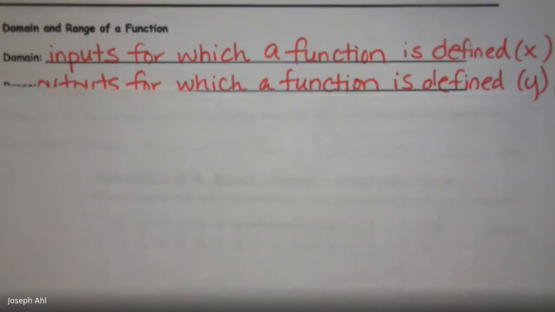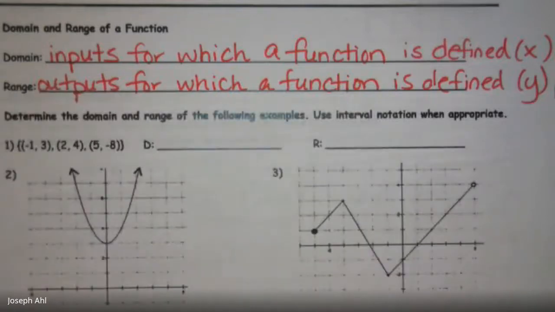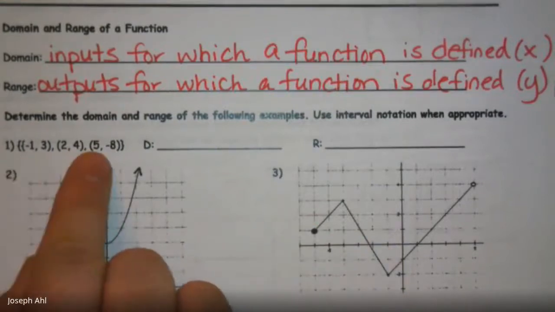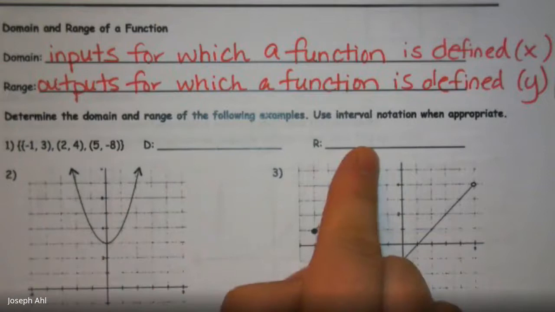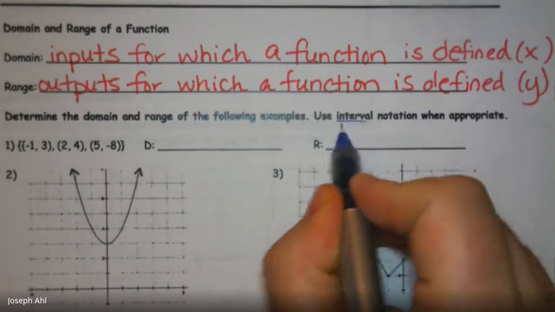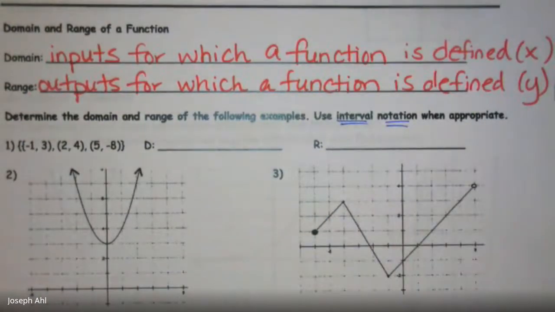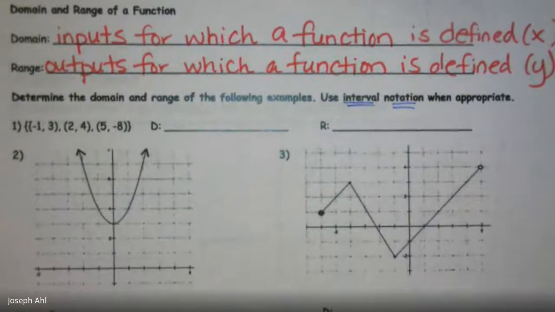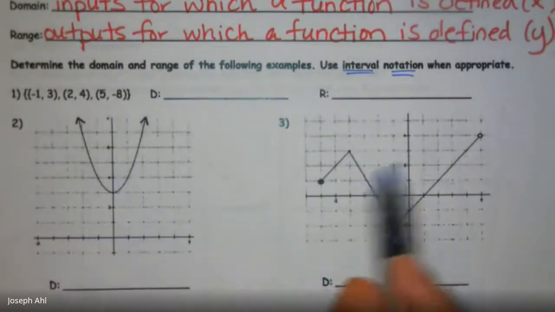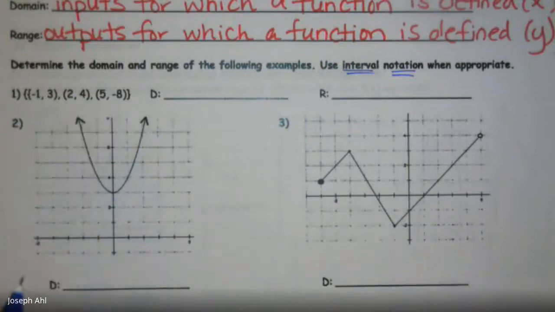So what I want us to be able to do is, based on those definitions, take a look at the examples below. We have examples of graphs, and a set of ordered pairs in number one, and just identify what is the domain and what is the range. The directions say to use interval notation when appropriate. It's appropriate in most cases, really, except for number one. We don't have a graph that we're given. This is a very distinct set of values. It's not a range of values we're going to be looking at.